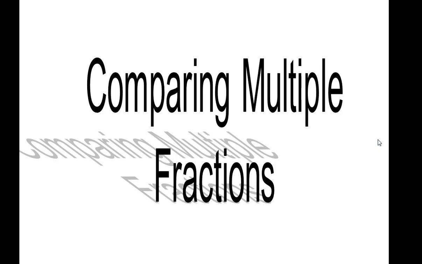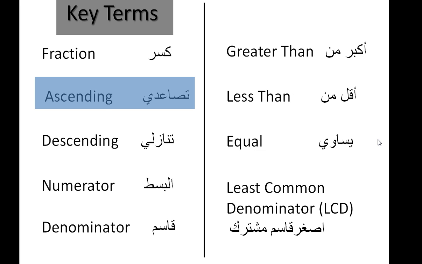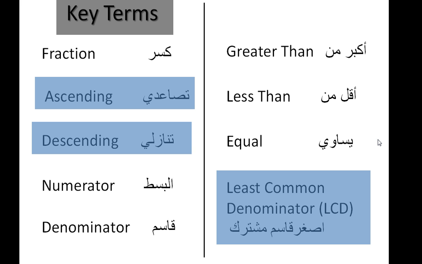Today we are going to compare multiple fractions. So let's take a look at some of the key terms. We've got ascending, descending, and least common denominator.